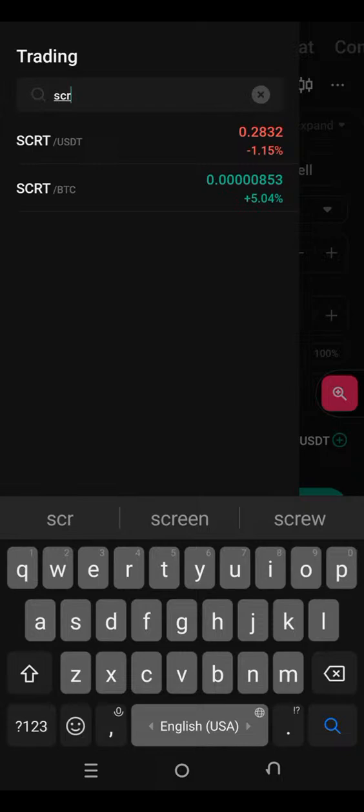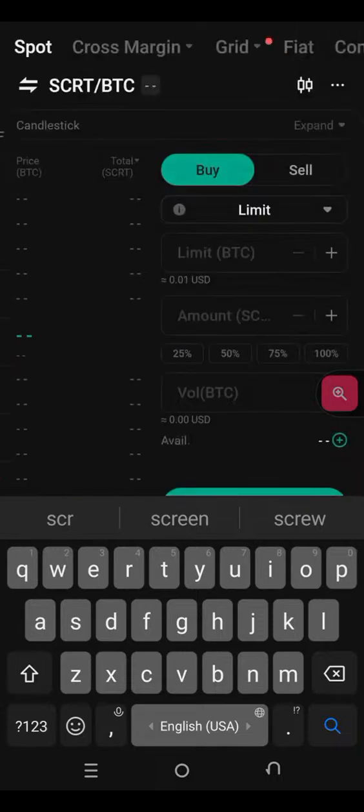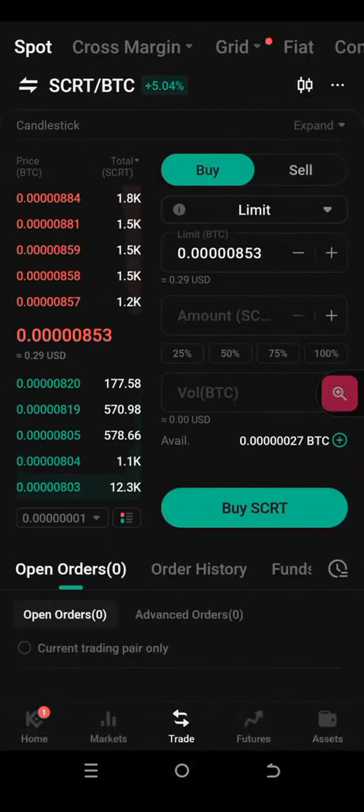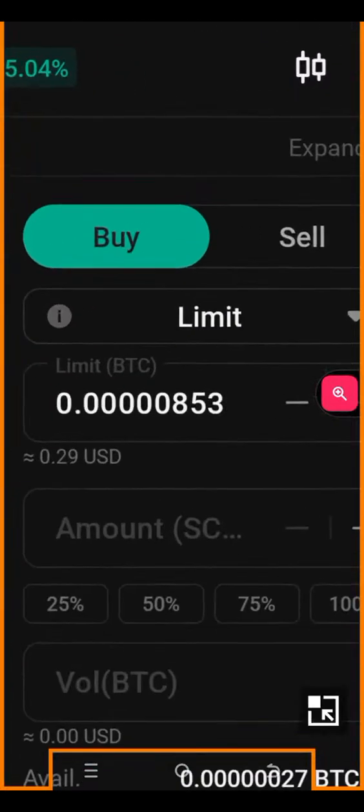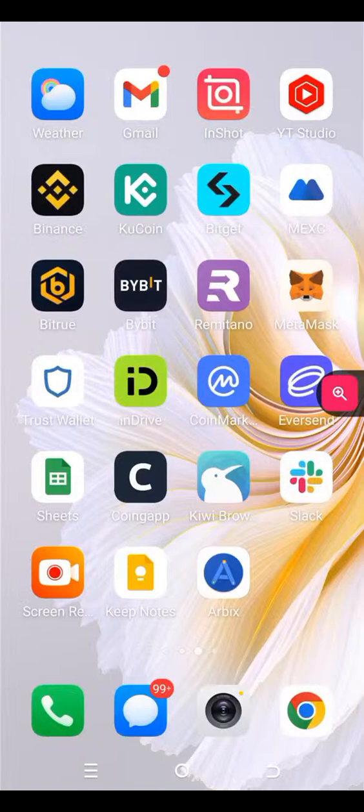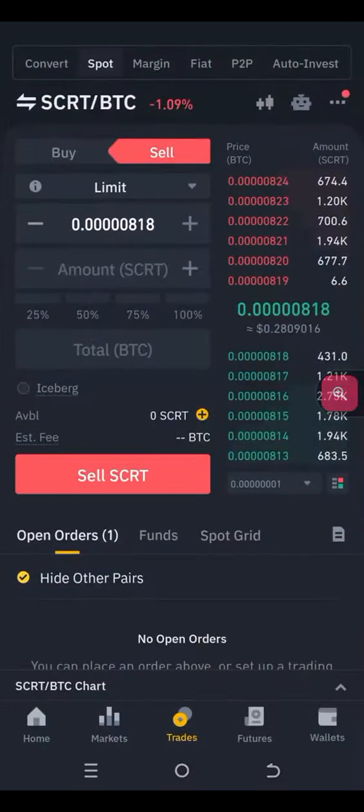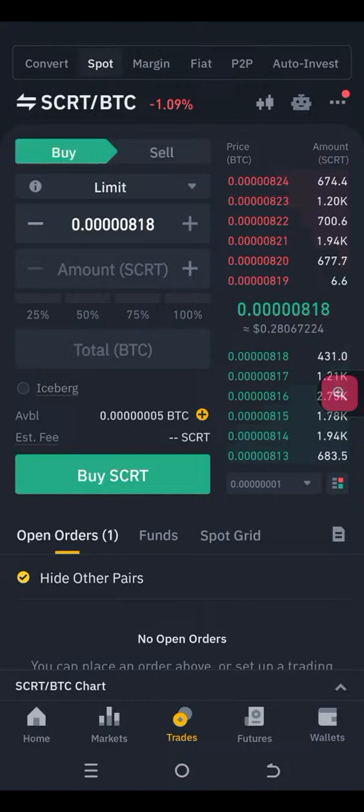Very important. So SCRT/BTC. We're going to first of all check. Now look at the price we have here: 0.0005853. Look at the price, 853. Let's go check. You can see it here, it's 818. So that means there's actually a big gap. First of all, we don't even have BTC, so we have to buy BTC. Don't forget, these are all simulations.